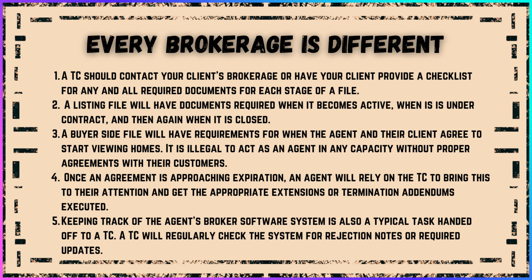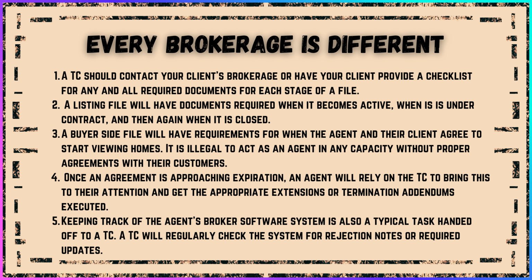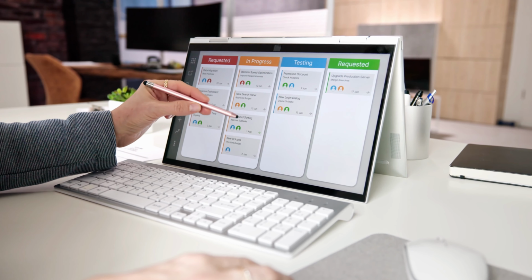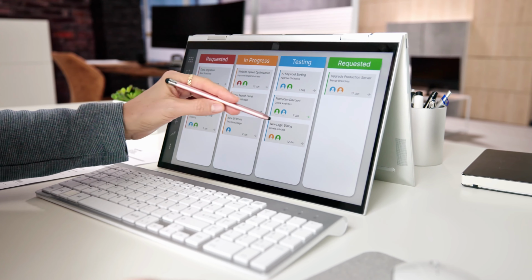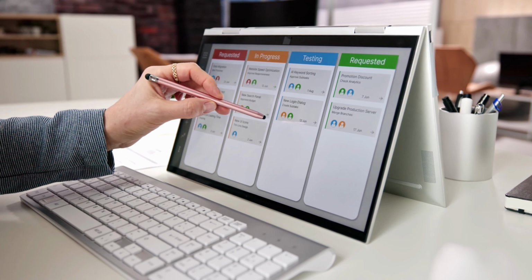As the transaction coordinator, it's your job to stay on top of key dates. When an agreement is nearing expiration, the agent will rely on you to flag it and help secure the appropriate extensions or termination addendums. You'll also be responsible for maintaining access to the agent's broker compliance or file management system, as this is typically a task delegated to the TC to help ensure all documents are properly uploaded, organized, and approved. Some brokerages use proprietary software that's exclusive to their company, while others simply require agents and TCs to follow a document checklist and submit everything together at closing.